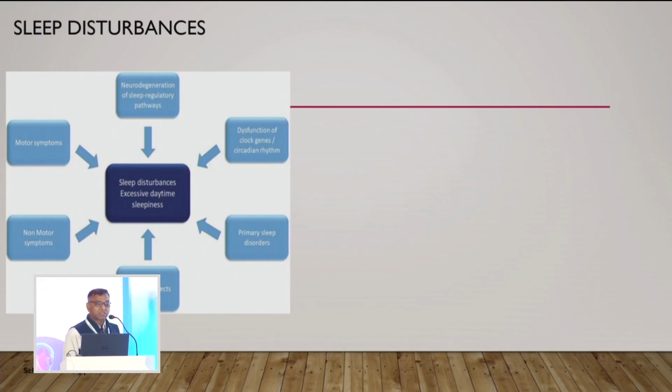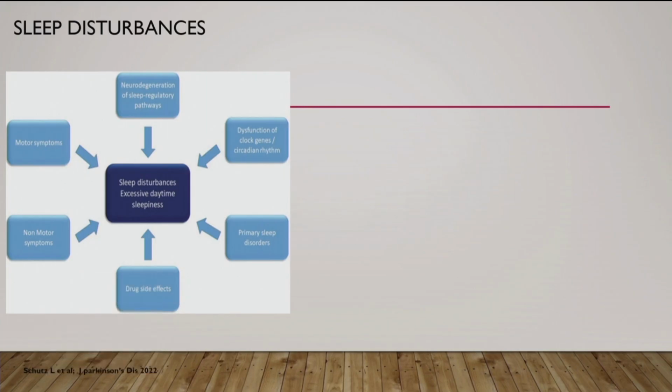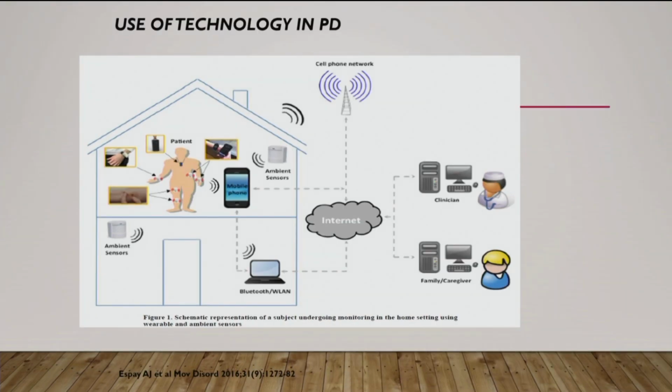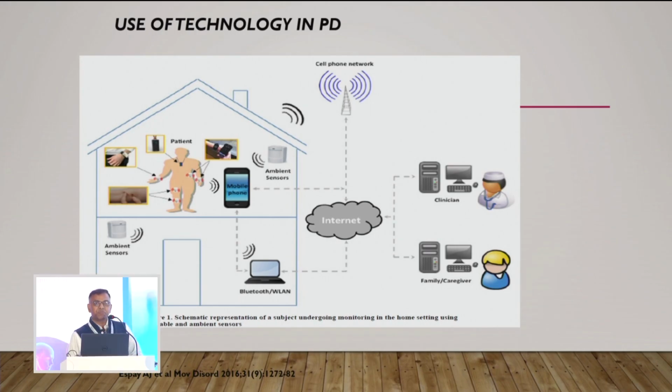Coming to the sleep disturbances, it would affect a number of patients, but I think we don't have time. So, use of technology in PD: you can use wearable sensors or ambient sensors. The patients wear sensors and then you can track the patient. Suppose the caregivers have to attend to their work, the clinicians want to know how the patient is faring with his or her day-to-day activities within the home.